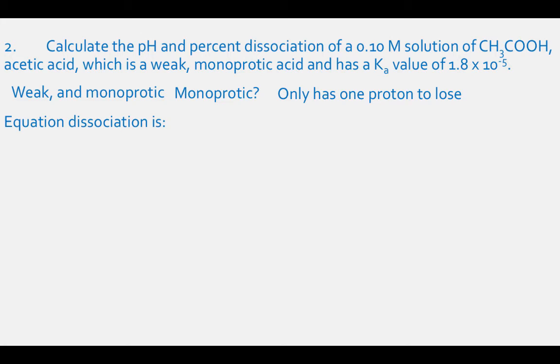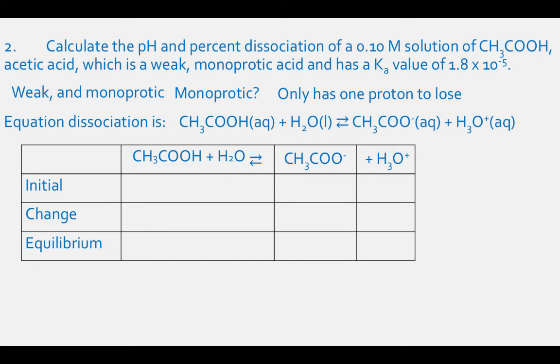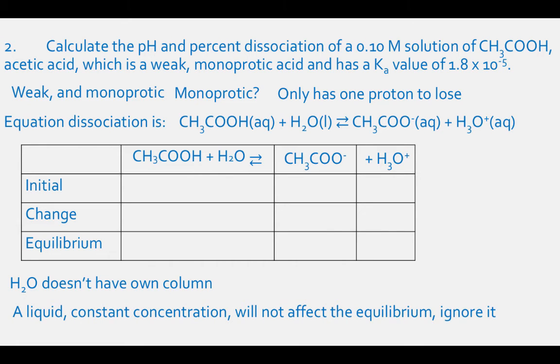First, write the equation for the dissociation of CH3COOH. The reaction will be CH3COOH aqueous plus H2O liquid in equilibrium with CH3COO negative aqueous plus H3O plus aqueous. Since this is a weak acid, we will need an ice table to solve this problem. The first thing you may notice about this ice table is that H2O doesn't have its own column. This is because it is a liquid and it has a constant concentration, so it will not affect the equilibrium position and we can ignore it.